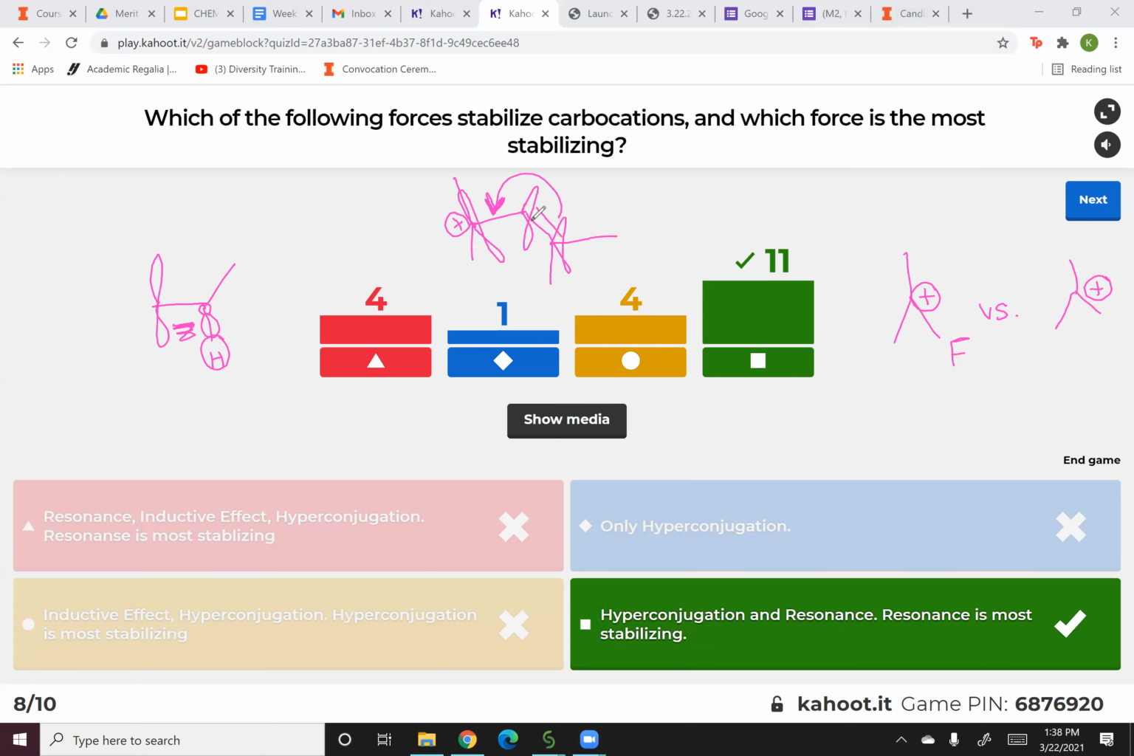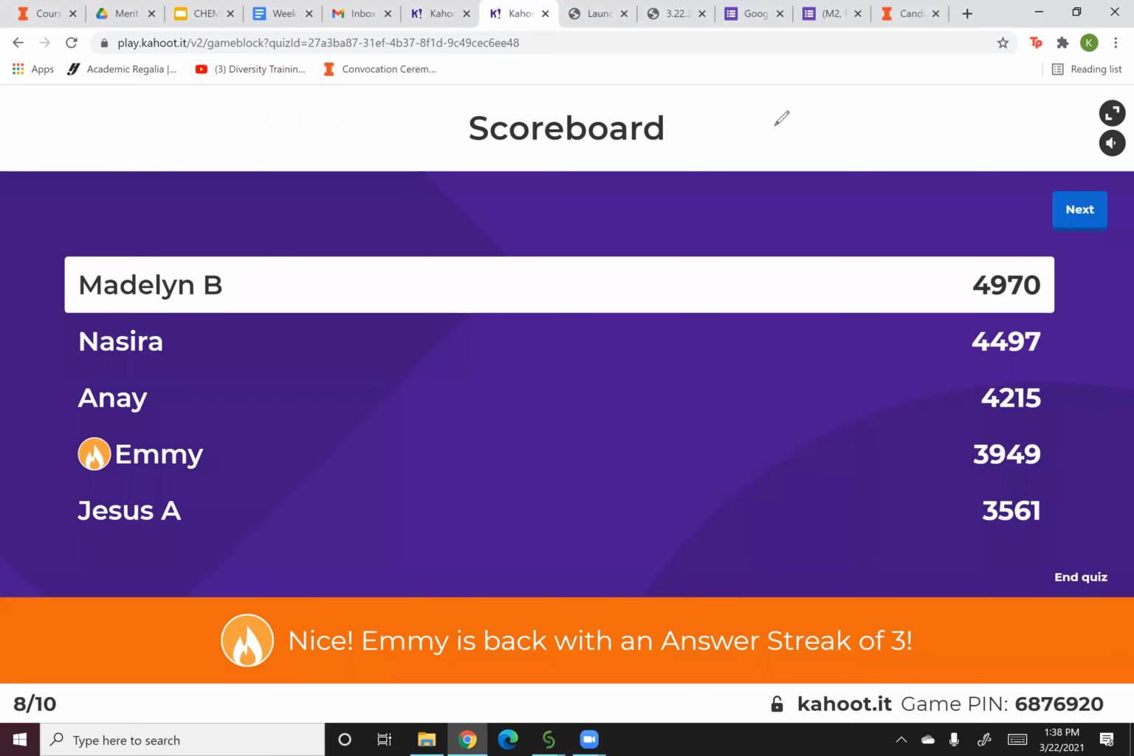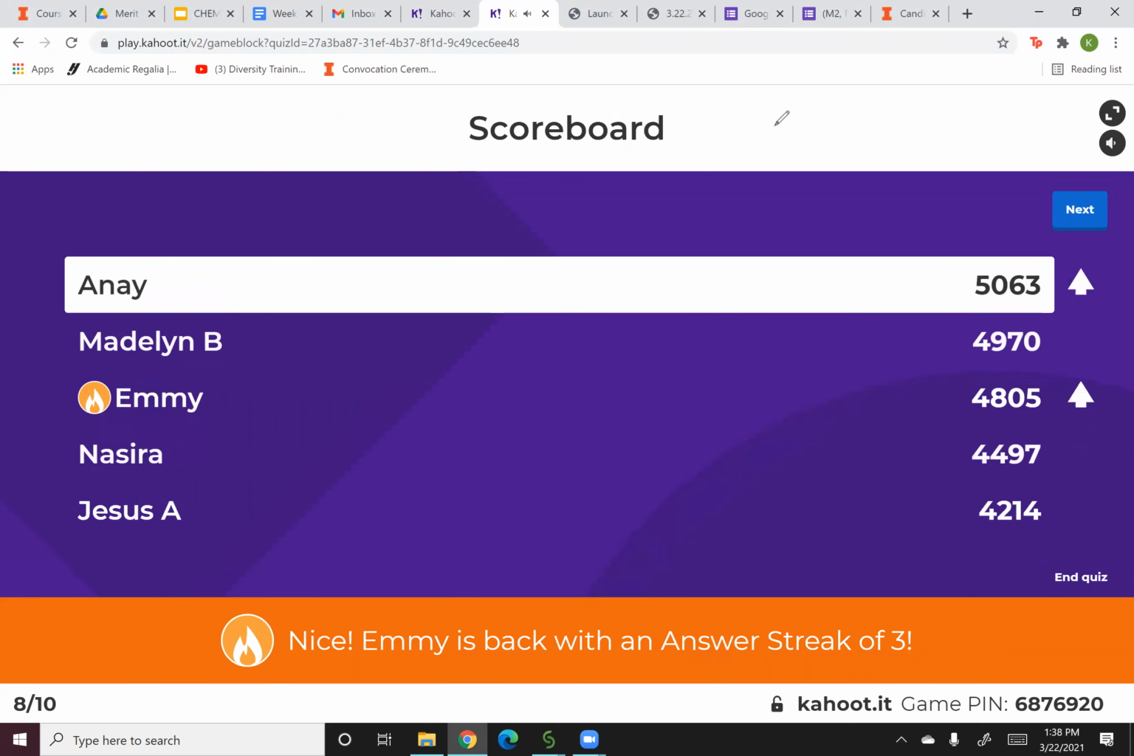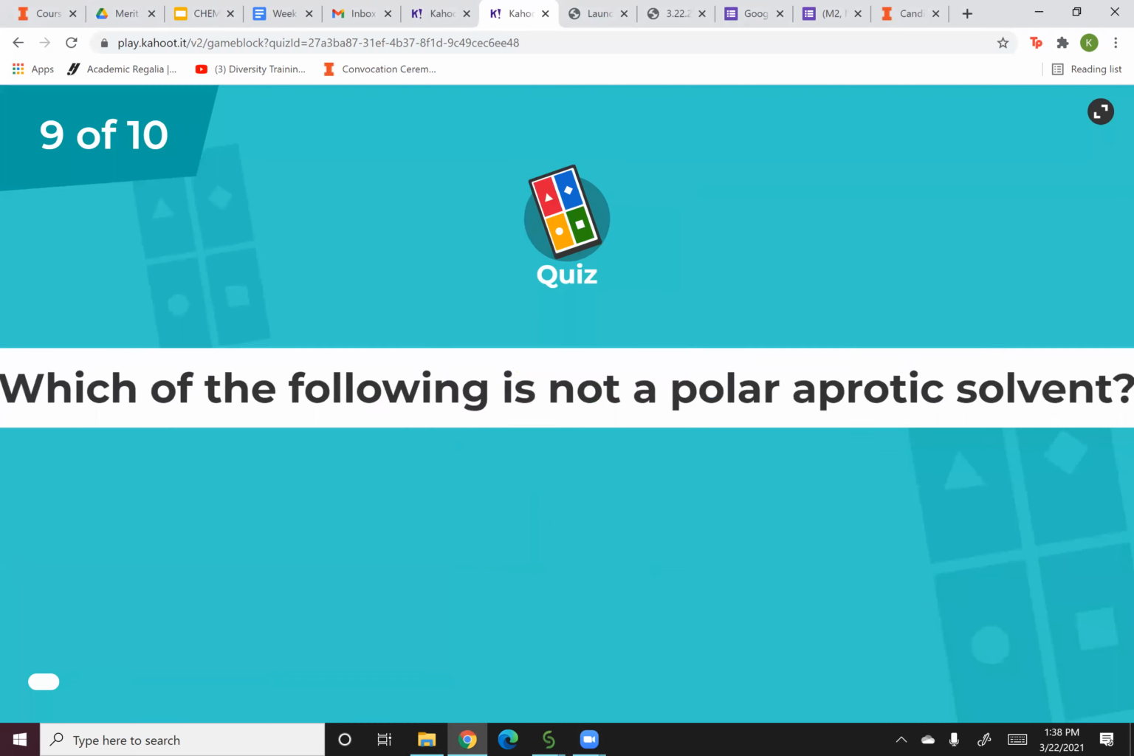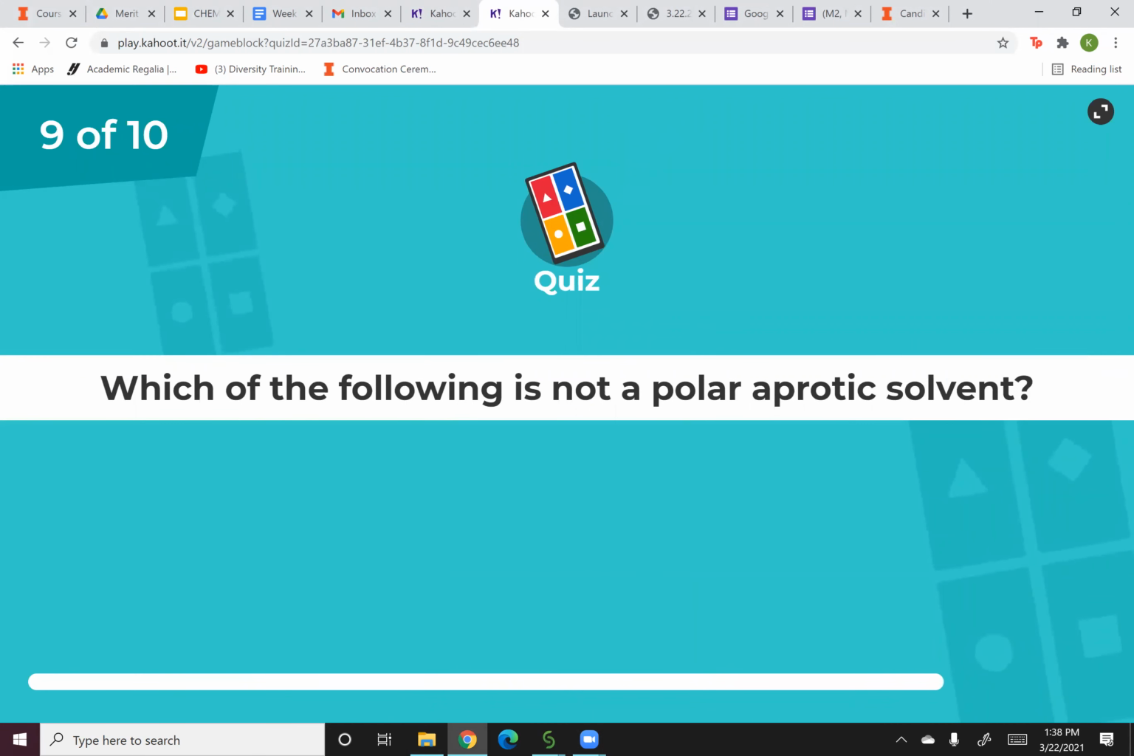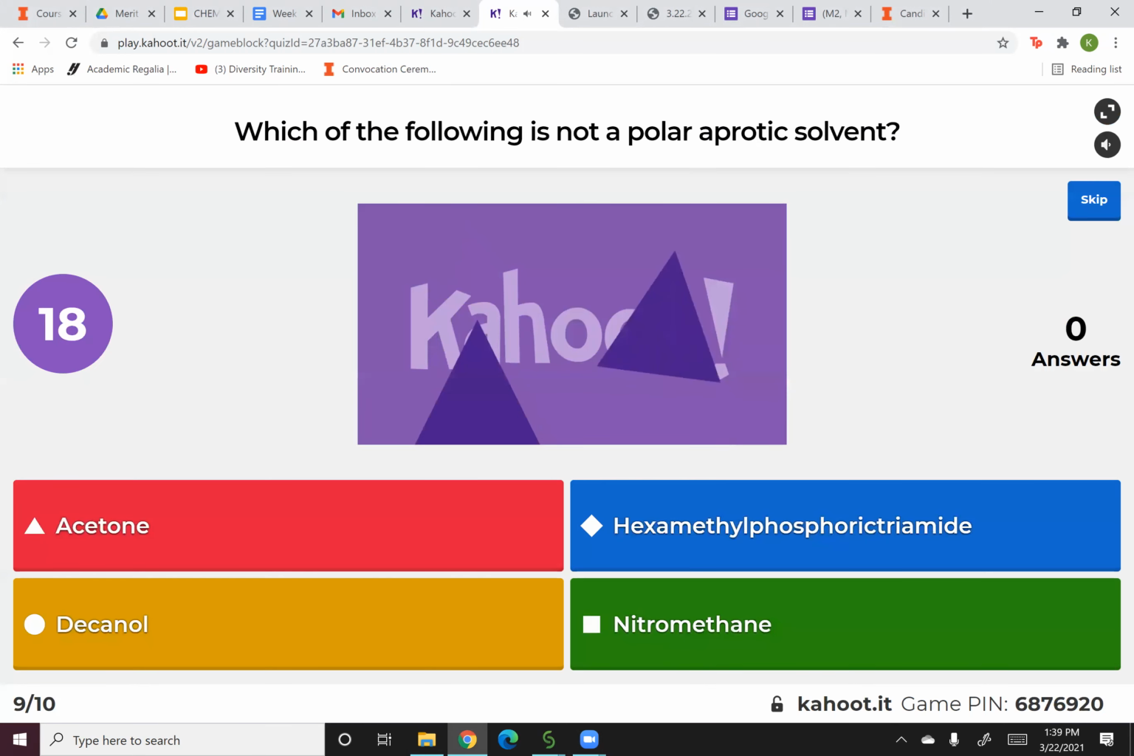All right, okay. So then we're going to continue. Oh, we're really mixing things up now. Okay, so question 9. Which of the following is not a polar aprotic solvent? So we touched on this a little already, but not entirely.